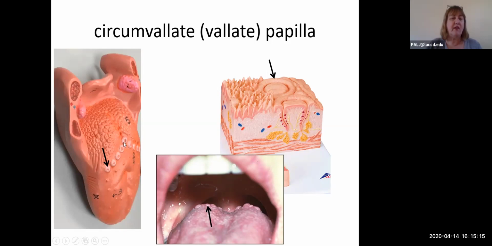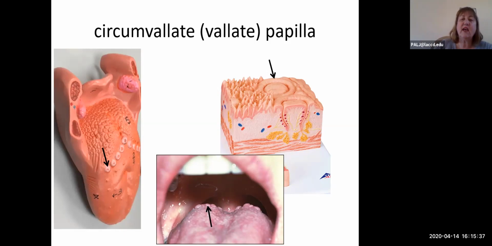So there's a tongue model on the left where you can see it on the entire tongue, and then there's a close-up of it in the upper right. And so these are big round ones, yes, it's big. The outer part is even taller, and then there's a central part as well. So that entire structure is known as a circumvallate papilla.